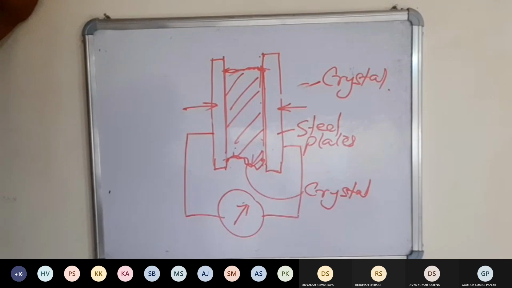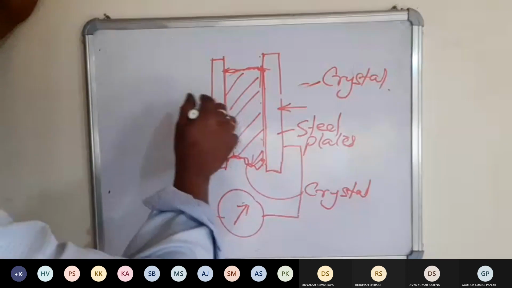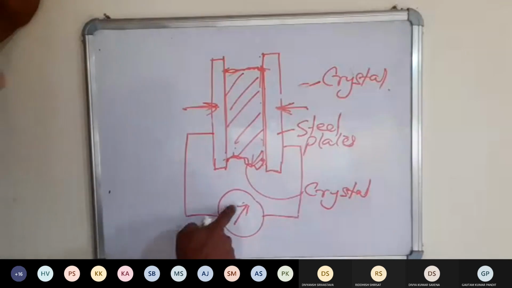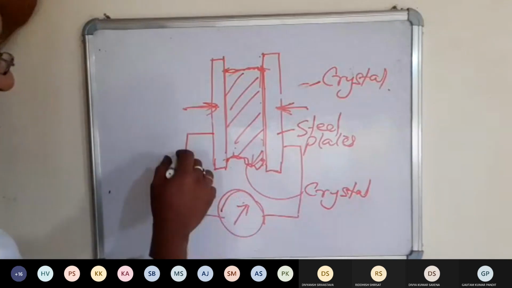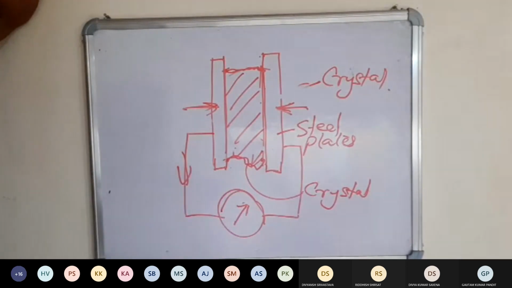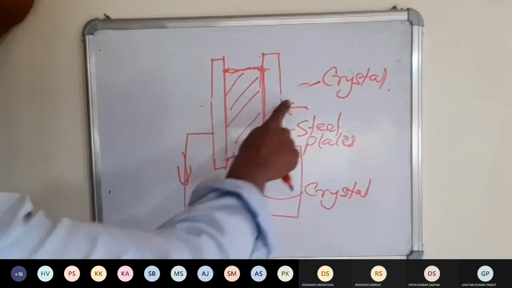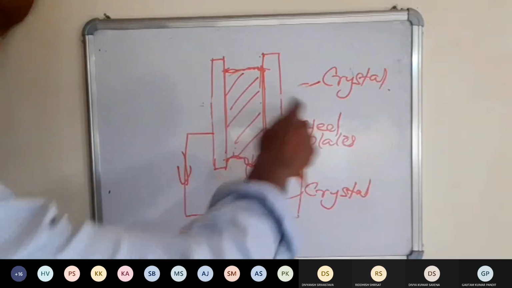What is the meaning? That means when it is compressed, when it is getting mechanical pressure, तो यहाँ पे electrical signal generate होता है. There is current flowing through this. Also, there is an opposite thing which is observed. Opposite means what?